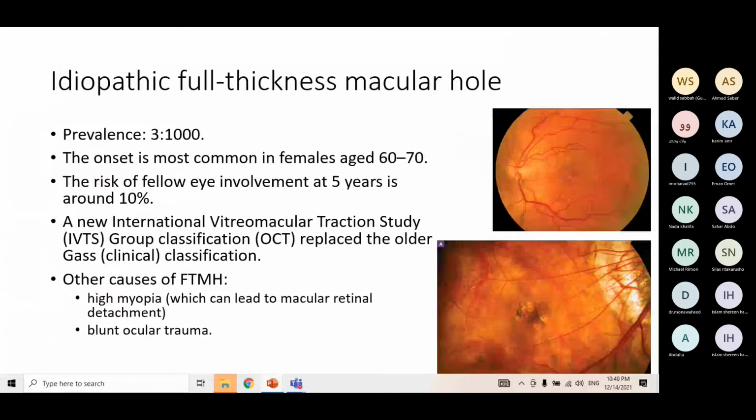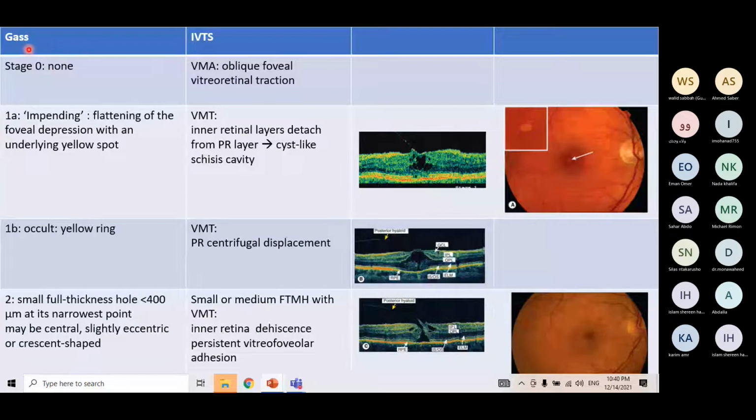Okay. The full thickness macular hole is classified according to what we call the International Vitreomacular Traction Study. In the past, we had the older Gass classification, which depended on the clinical examination, but the new one depends on the OCT. We have stage 0, in which in the old Gass classification there is no macular hole. In the new classification, you observe just an oblique insertion of the posterior hyaloid to the retina, but without any disturbance on the retina itself.